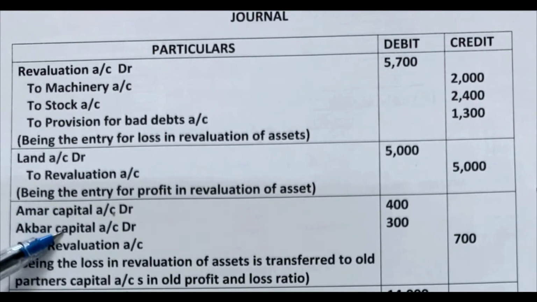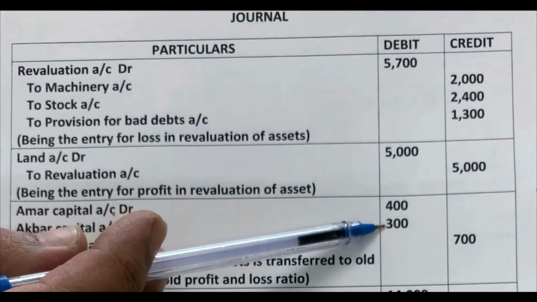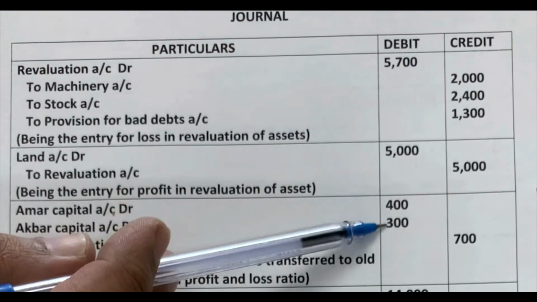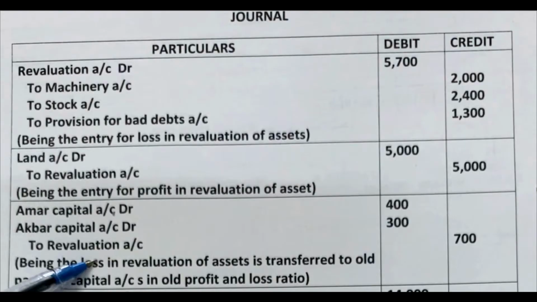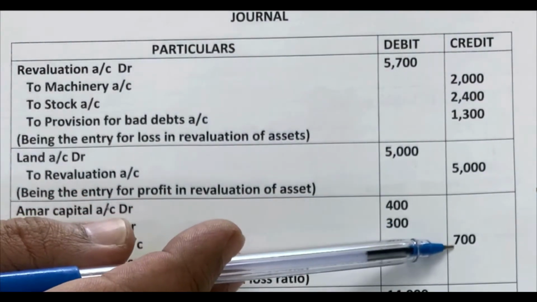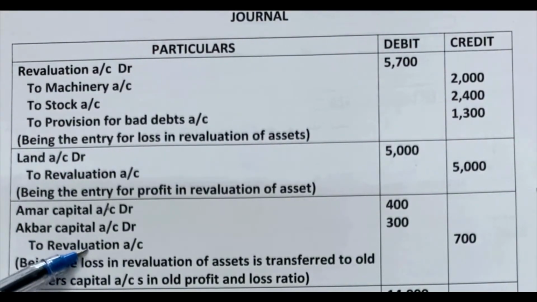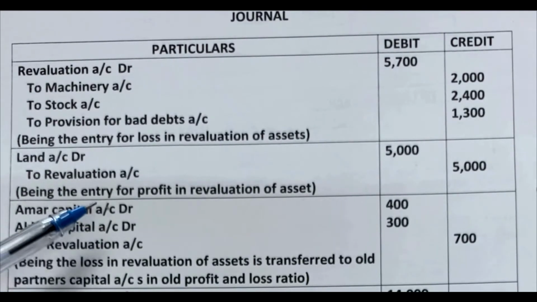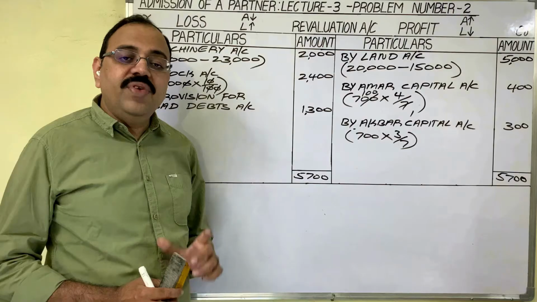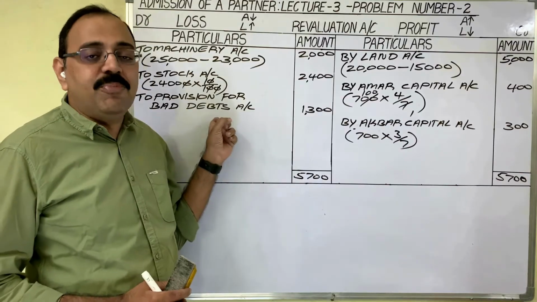Amar capital, Akbar capital, 400 rupees, 300 rupees. From the revaluation account credit side, we have to take these amounts. For the revaluation account, write down the total, 700. The narration is: in revaluation of assets, there is a loss. That loss we are transferring to old partners' capital accounts in the old profit and loss ratio. Mention: being the loss in revaluation of assets is transferred to old partners' capital accounts in old profit and loss ratio. With this, the revaluation account is completed.